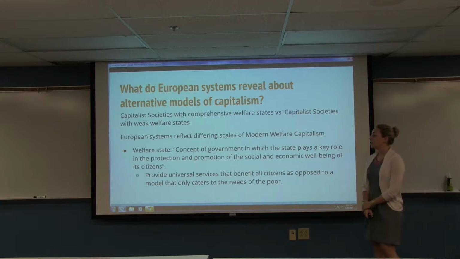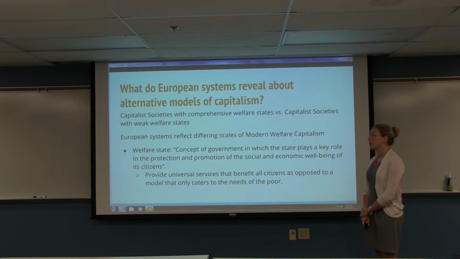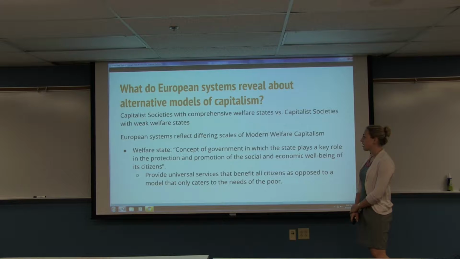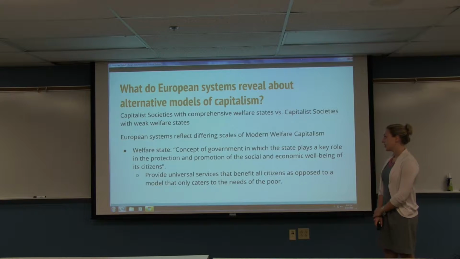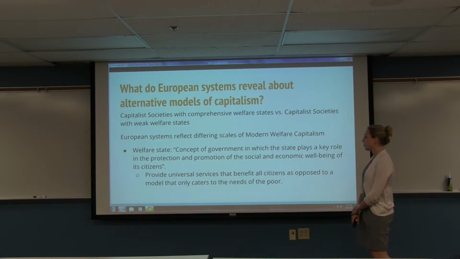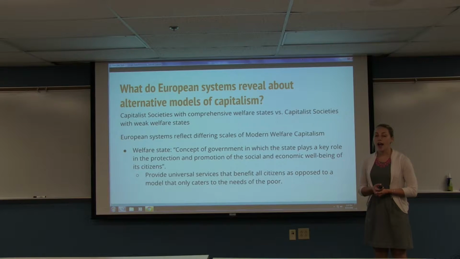Okay, next we're going to talk about what the European systems reveal about alternative models of capitalism. The article compares capitalist societies with comprehensive welfare states, which are the European countries, and capitalist societies with weak welfare states, which can be considered the United States. European systems reflect differing scales of modern welfare capitalism. A welfare state is a concept of government in which the state plays a key role in the protection and promotion of the social and economic well-being of its citizens. These systems provide universal services to benefit all citizens, whereas countries with weak welfare states may only benefit the poor.